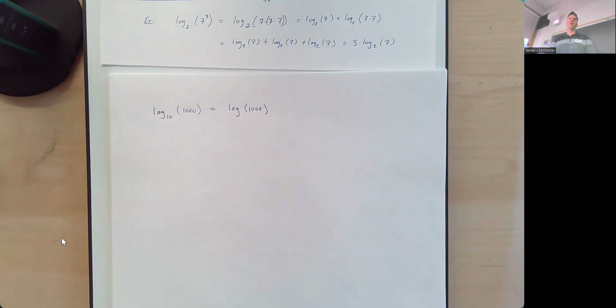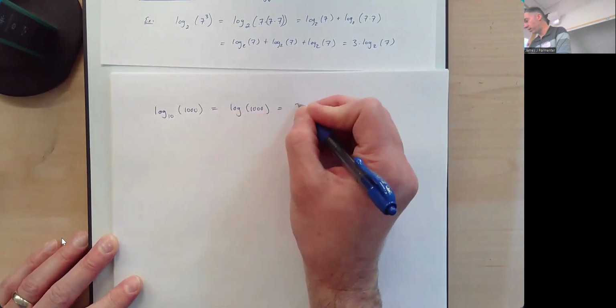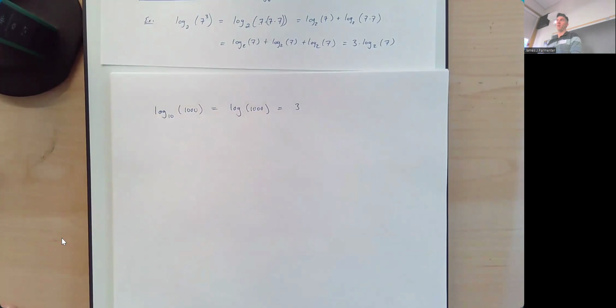Probably to save money on ink when they were typesetting things back in the day. They're like, oh, this 10 is coming up so often, let's just not put it in there. But that would equal 3, because 10 to the third power is 10 times 10 times 10, which is 1,000.